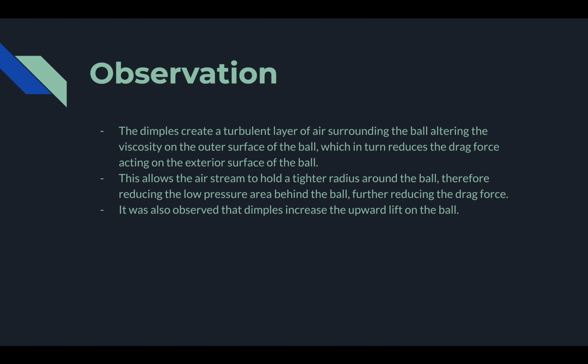Dimples create a turbulent layer of air surrounding the ball, altering the viscosity of the outer surface of the ball, which in turn reduces the drag force acting on the exterior surface of the ball. This allows the airstream to hold a tighter radius around the ball, therefore reducing the low pressure area behind the ball and further reducing the drag force.